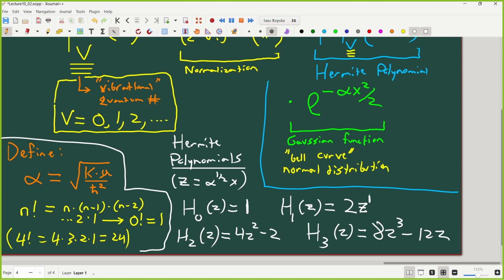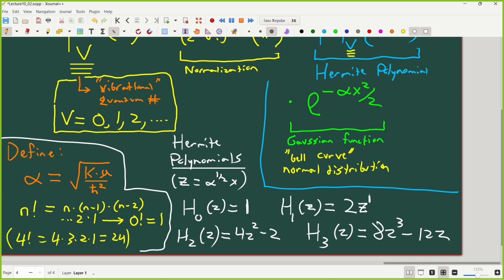There's a formula you can use to calculate them, which we won't need in this class because we'll never really think about things more than d equals 3 in this class, for good reasons, as we'll see. So these are the ones we need, but the point is that our wave function looks like, for a given v, a polynomial of order v times a bell curve.